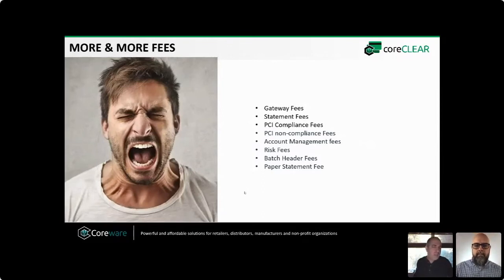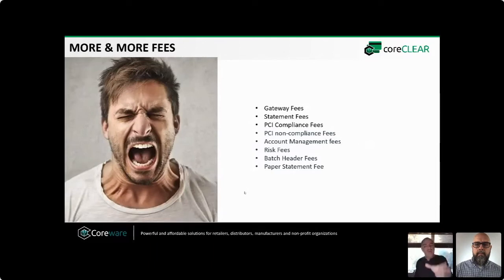So PCI stands for Payment Card Industry. There's just a set of compliance rules. For example, Coreclear as a software company, we need to make sure that we're PCI compliant. So there's certain things in our software that we need to ensure, and even our practices on how we store cards, which we don't, right? We let the gateway store the credit card and we tokenize things.